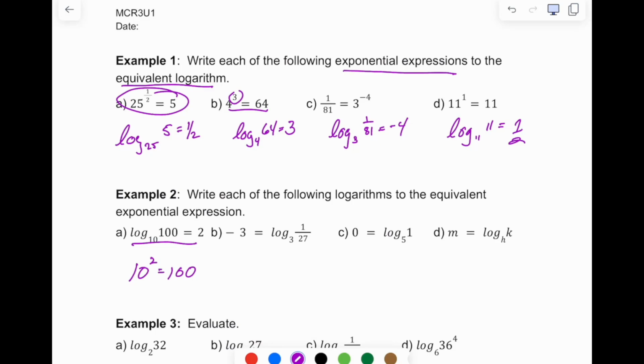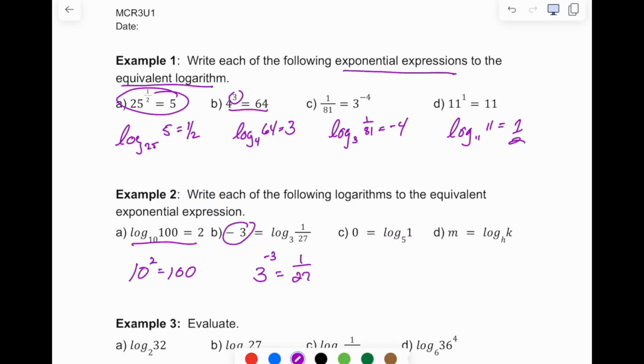Let's look at the next example. My base here is 3. Remember, the answer to the log is my actual exponent, and then what I'm taking the log of is the answer of my power. So in this case, it's 1 over 27. And we do see that 3 to the power of negative 3 is going to be 1/3 to the power of 3, which will be 1 over 27.